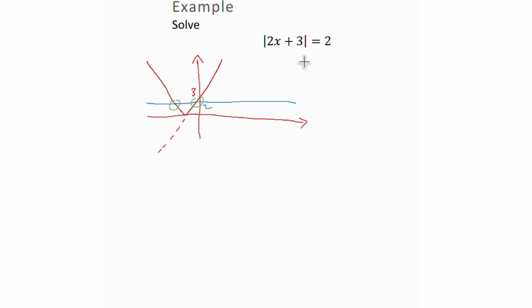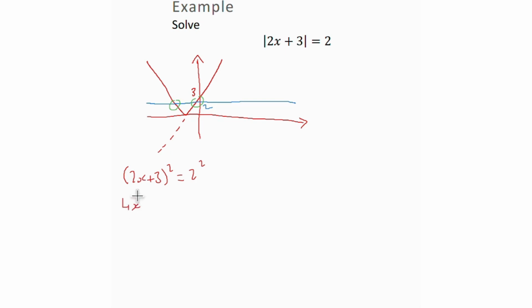So how could we approach this? Well, there are 2 different approaches we could take. The first approach is to square both sides. If we square both sides, that gets rid of the fact that the absolute value is making things positive, because the square makes everything positive.